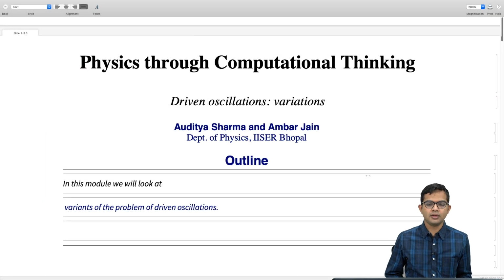So this is a follow-up module to driven oscillations, which we already looked at. And so what I want to do is show you that with the help of some small tweaks around the problem we worked out, there are many flavors which come out, right?